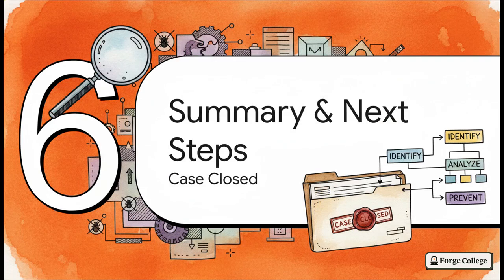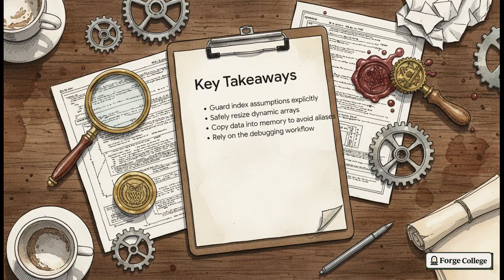Finally, Section 6, Summary and Next Steps. Case closed. Okay, so we've successfully autopsied our buggy contract, identified the root causes of its spectacular failures, and mapped out a workflow to prevent them from striking again. The main thing you should take away from all this is that relying on assumed default states is super dangerous. But disciplined testing, that keeps your contract logic structurally sound. Always guard your indexes, safely resize your arrays, isolate your memory, and stick to that debug cycle.